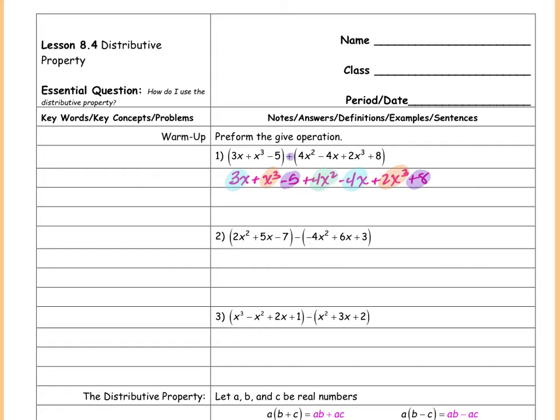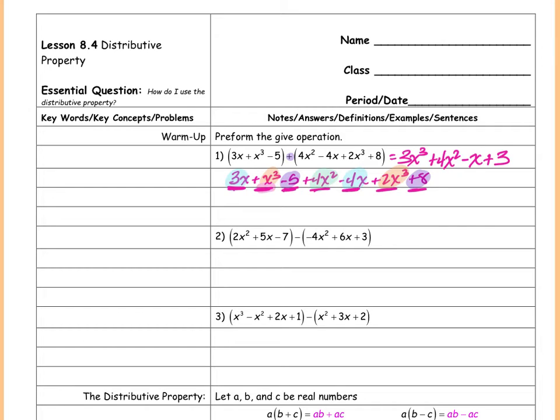So now I'm going to put those all together. I'm going to add x cubed and 2x cubed. Well, that gives me 3x cubed. And there's only one x squared, so that would be 4x squared. And then I've got 3x minus 4x, which is negative x. And I've got negative 5 plus 8, which gives me 3. And there's my answer.